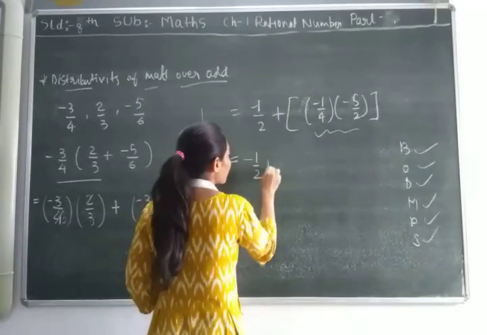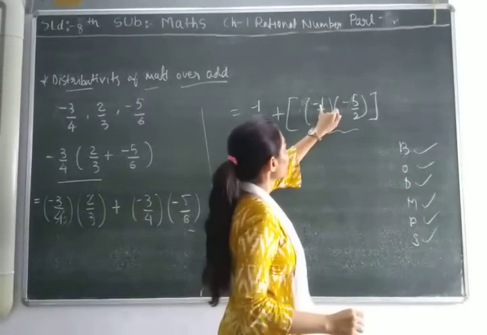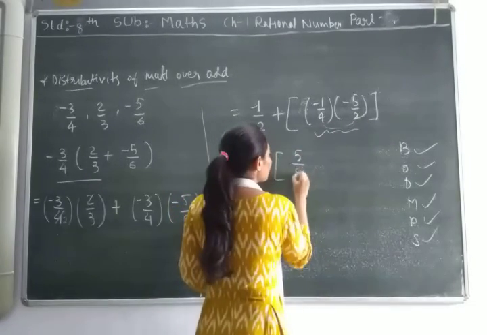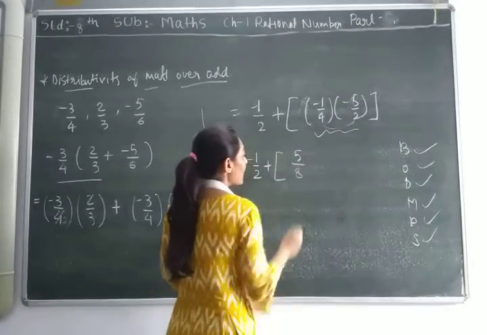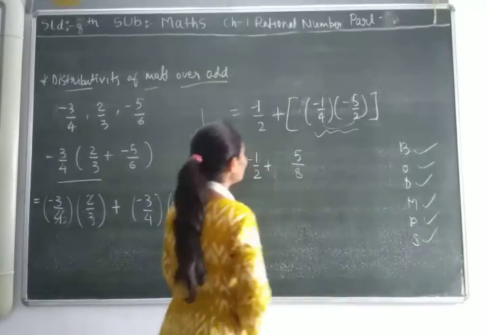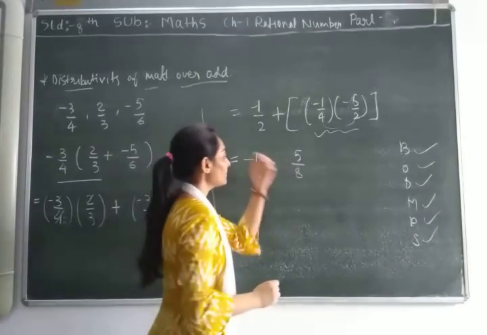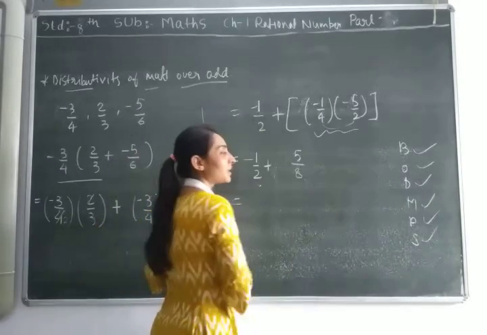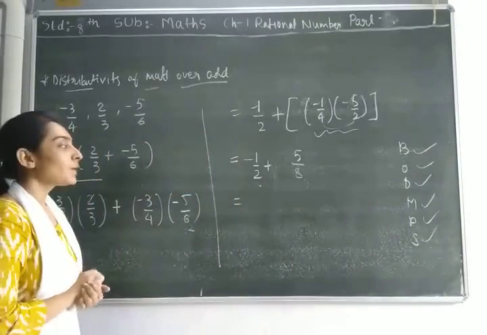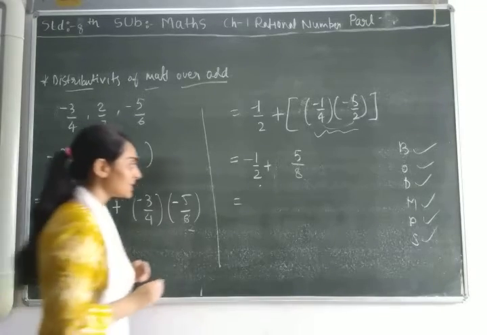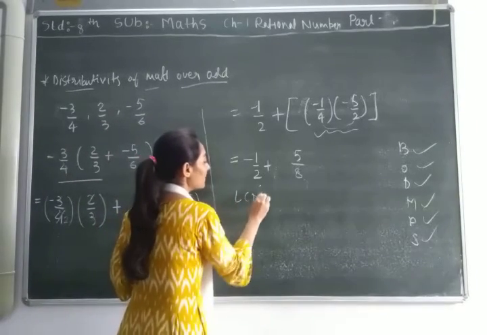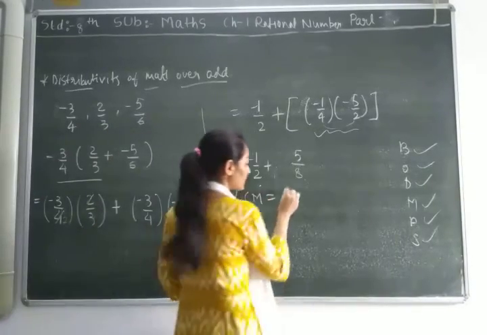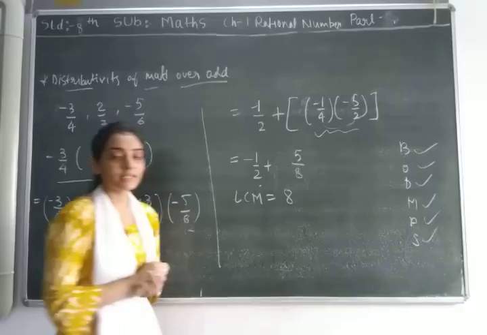Minus 1 of plus. Minus minus plus. So 5 by 2, 2 fours are 8. So this one remains. Now addition. Now look, my denominator is not the same, so what are we going to do? We are going to take the LCM. What is the LCM? It's 8.